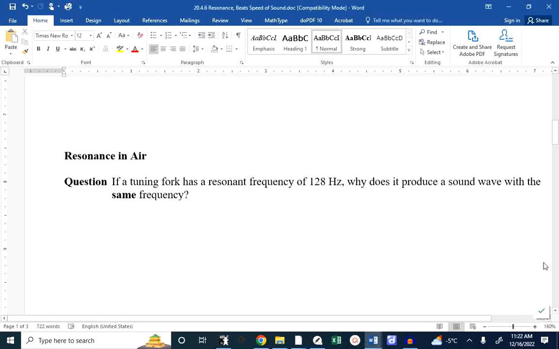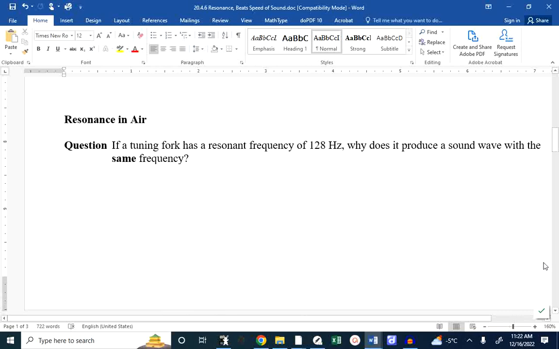Number 4, well, resonance. We'll get to 4 in a second, but resonance is closely related to exactly what we're talking about, especially when you're talking about resonance in air. If a tuning fork has a frequency of 128 hertz, why does it produce a sound wave with the same frequency? I know this is a weird question. I don't want you answering it by saying, because that's what it says. What is this tuning fork doing to produce that frequency?